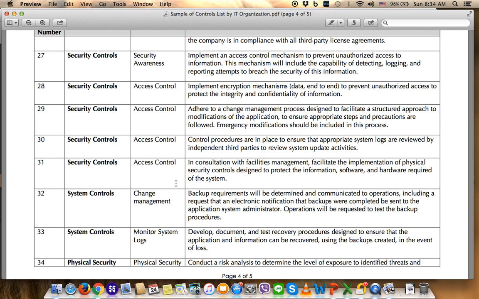So the next is asset control that involved with the security control mechanism to implement the encryption, or we can say that adhere to the change management process, and also measurable on the appropriate system log are reviewed timely by independent reviewer to ensure that the activity are fulfilled and fit to purpose.